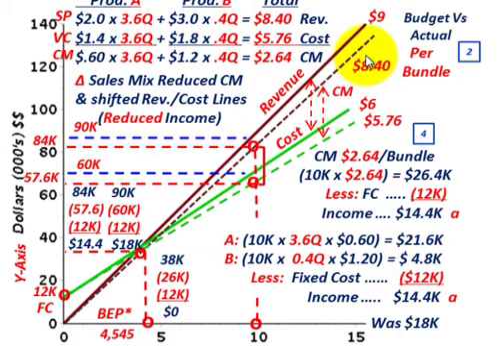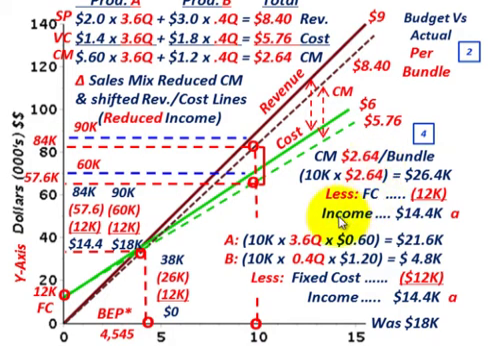And then for the actual amounts, our revenues were $8.40 per bundle, and less our costing of $5.76 gives us a contribution margin of $2.64. So we can figure out our income by taking those 10,000 bundles that we're selling times our contribution margin of $2.64, which gives us $26,400. Subtract out our fixed cost of 12,000, so our income is $14,400. Again, this is based on actual sales.